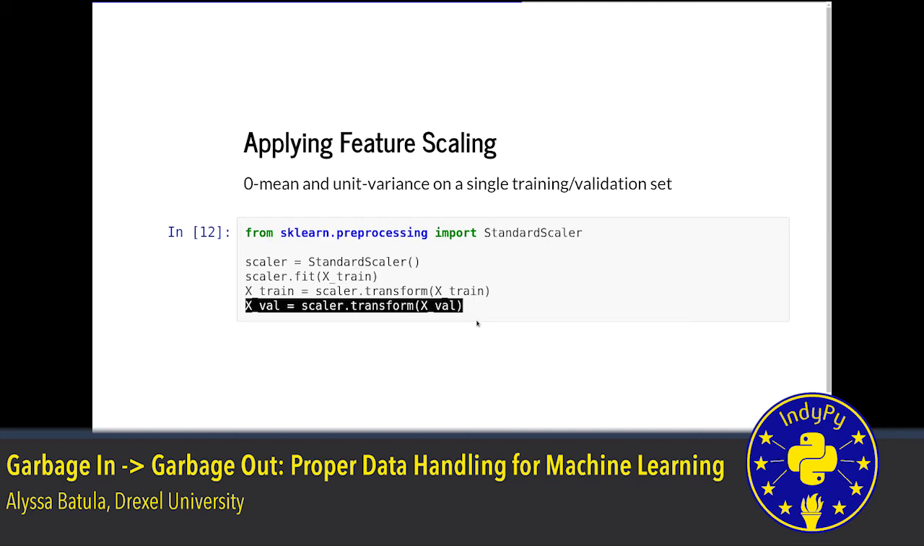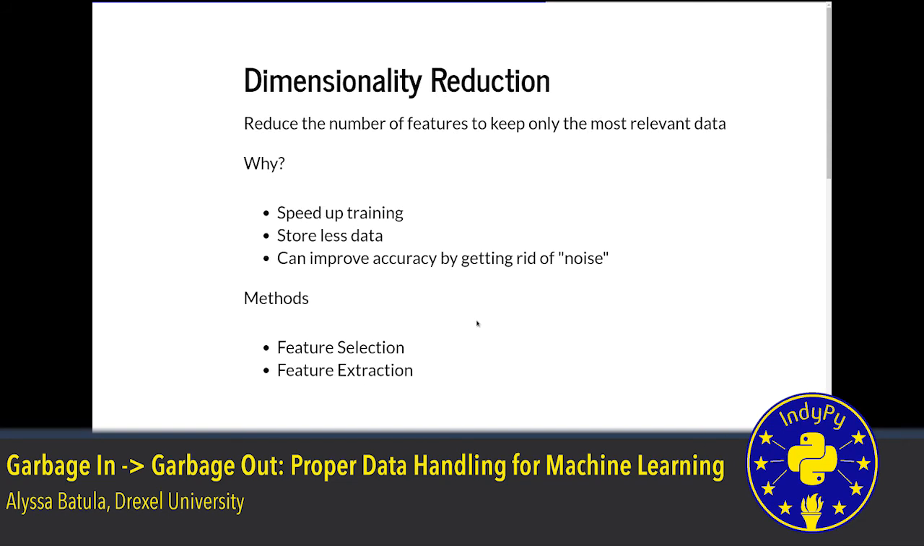Another big thing in machine learning is dimensionality reduction. This is reducing the number of features to keep only the most relevant data. Why would we want to do this? It can speed up training because there's less data it has to go through. You'll store less data, which can be important. It can also improve accuracy by getting rid of some of the noise, some features that don't add any important information. It's just taking time for the machine learning algorithm to decide to ignore them.